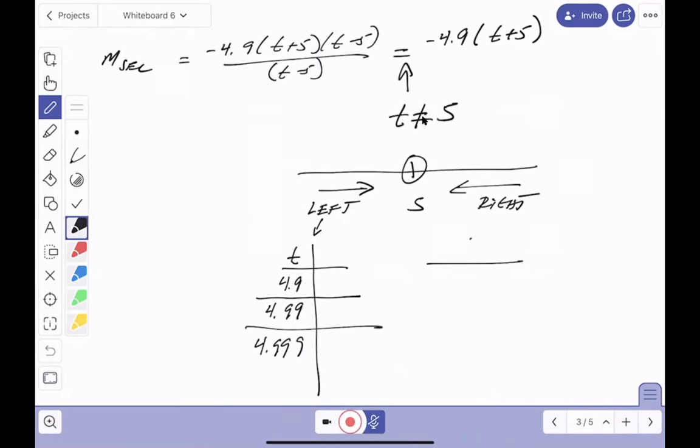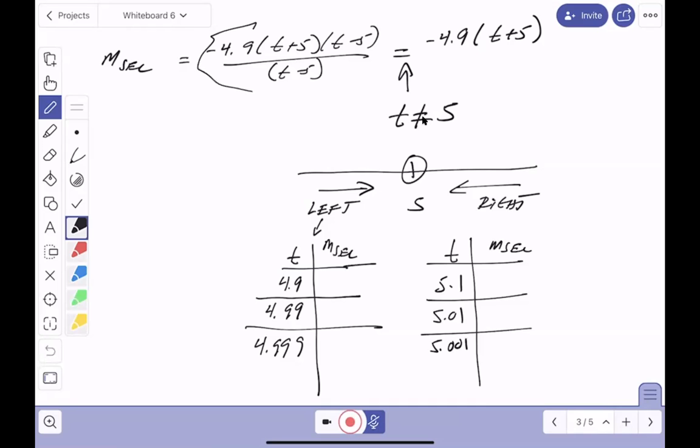I'm going to do right. T. I'm going to say 5.1. That's to the right of 5, right? 5.01. 5.001. Now someone can say, what do you put on the other side?